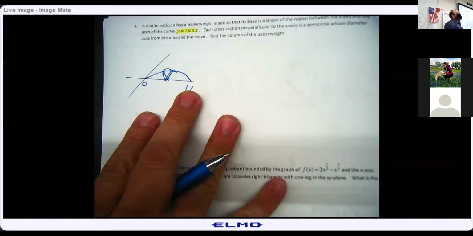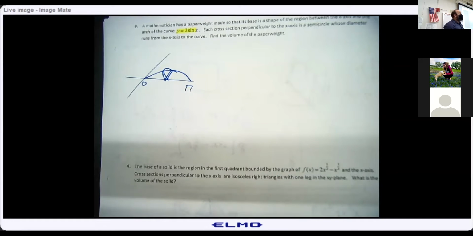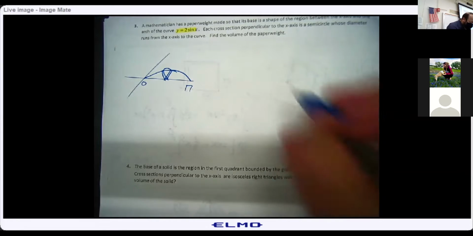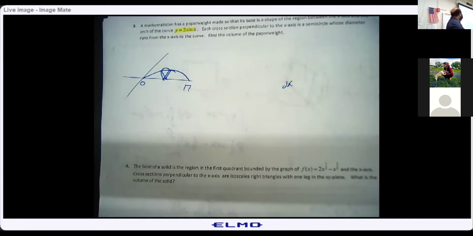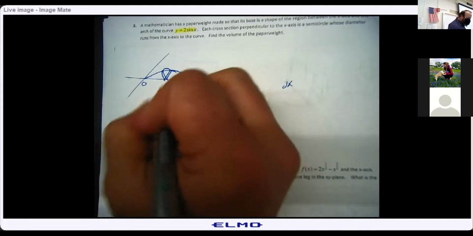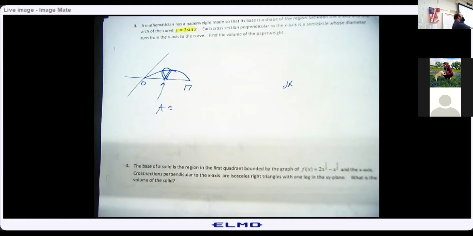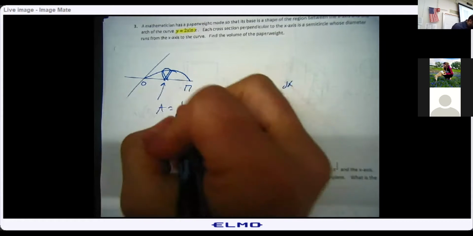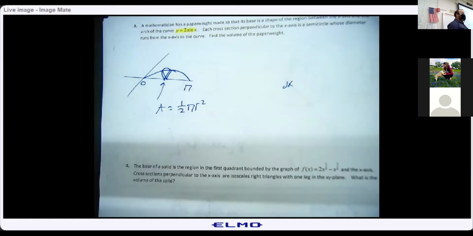So is this a dx or is this a dy? Well, the hint is it says perpendicular to the x-axis, it will always be a dx. If it says perpendicular to the y-axis, it's going to be a dy. So far we're playing dx's. And what is the formula for this shape? What is the area of that weird little shape? It's a semicircle, pi r squared divided by 2. So we've got this 1/2 pi r squared, right?